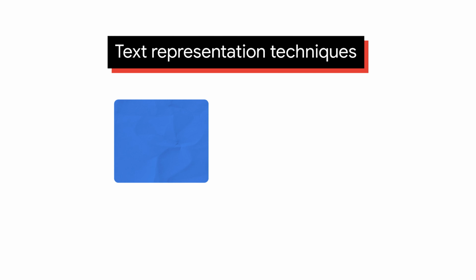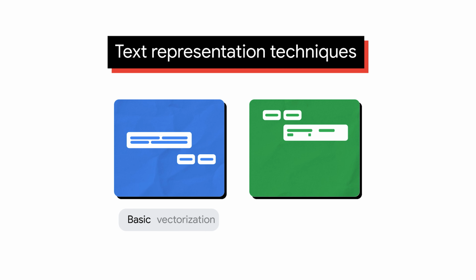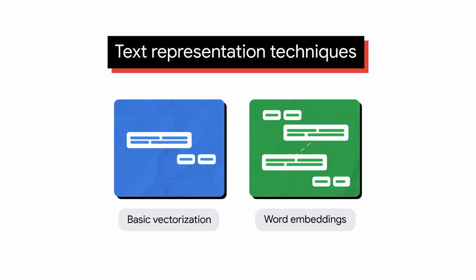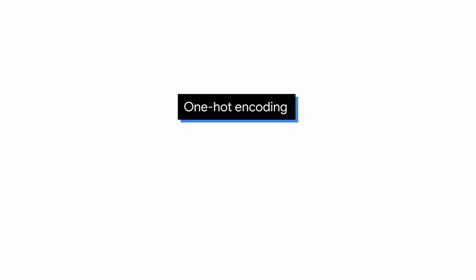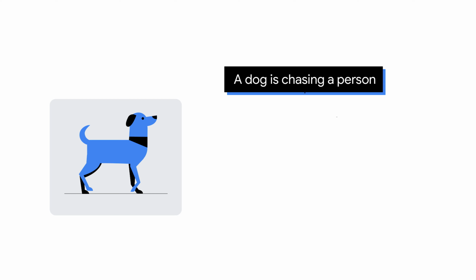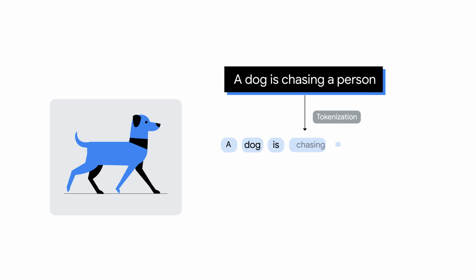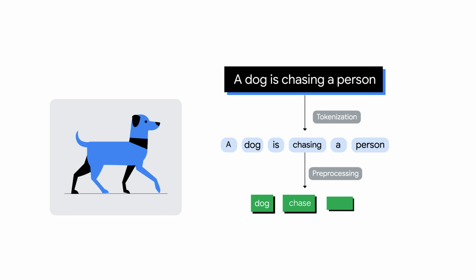Let's talk about text representation techniques to set the stage for vector embeddings, from simple approaches to state-of-the-art techniques including basic vectorization and word embeddings. Let's start with the basic vectorization techniques, for example, an intuitive technique called one-hot encoding. With this technique, you one-hot encode each word in your vocabulary. Consider the sentence, "A dog is chasing a person." After tokenization, which divides the sentence into smaller digestible units, and pre-processing, which leaves the root and keywords, the sentence can be represented by three words: dog, chase, person.